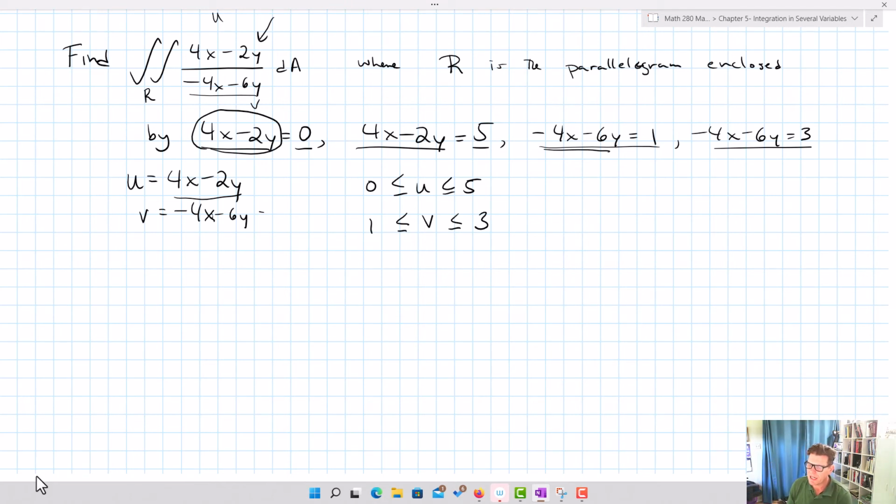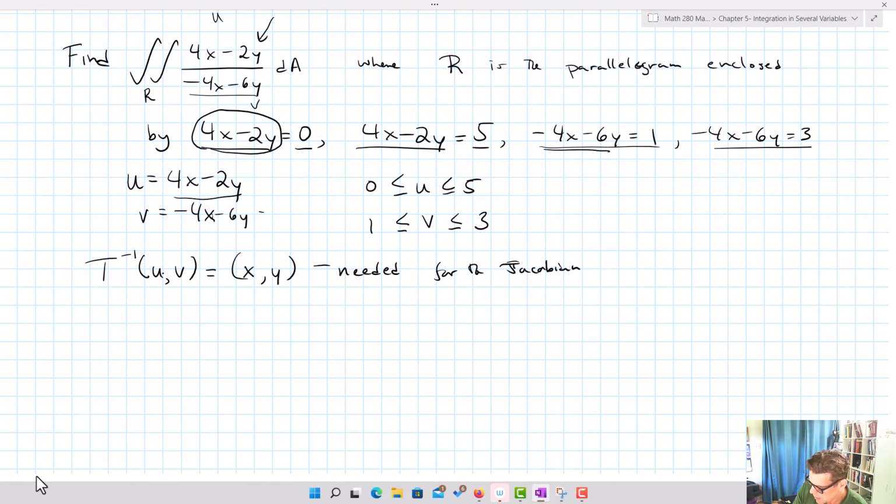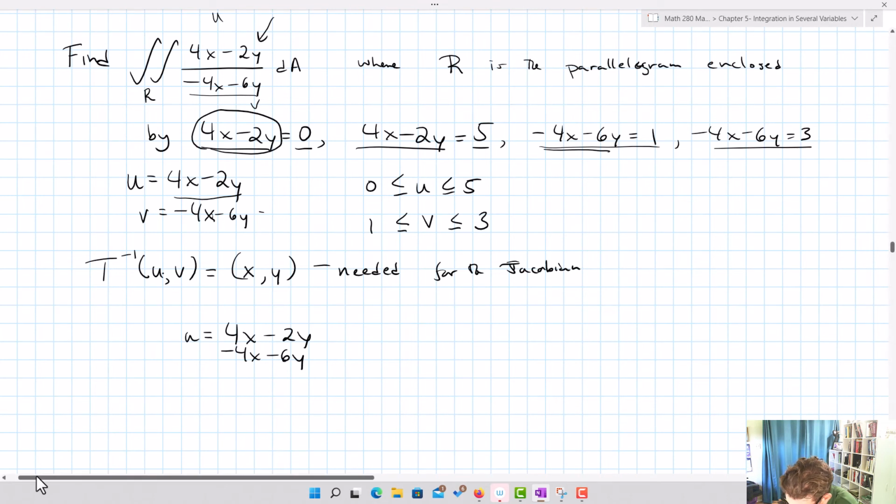Now we actually need to find the inverse transformation here. The reason why we're going to need to find T inverse of uv, to give us our x and y, is because we're going to need that for the Jacobian. So this is needed for the Jacobian. So what we'll do then is let's consider this. I've got 4x minus 2y, and that's u, and then I've got negative 4x minus 6y, and that's v.